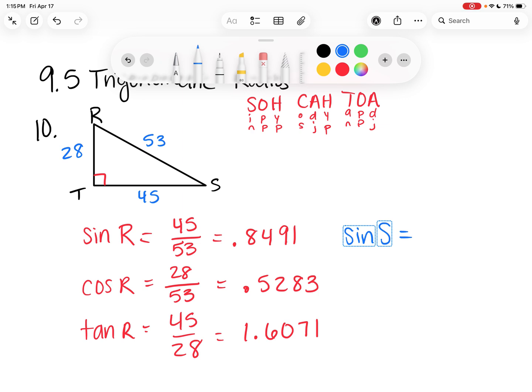Okay. All right. What would the sine of S be? What's the opposite? 28 over 53. Opposite is over here, and then hypotenuse is here, so 28 over 53. 0.5283.